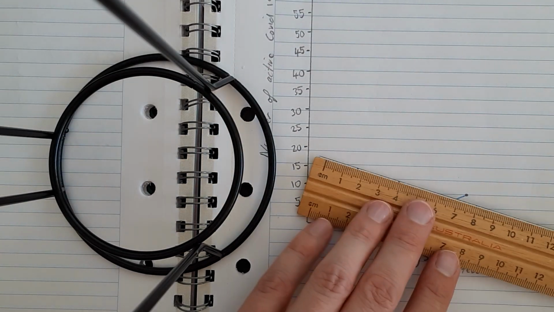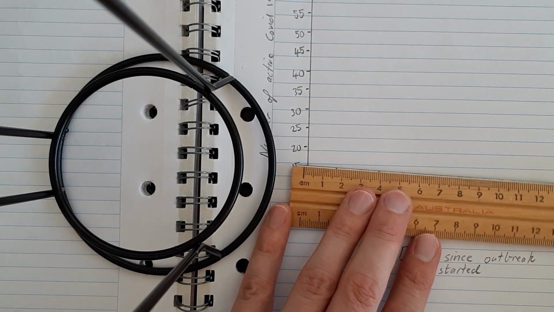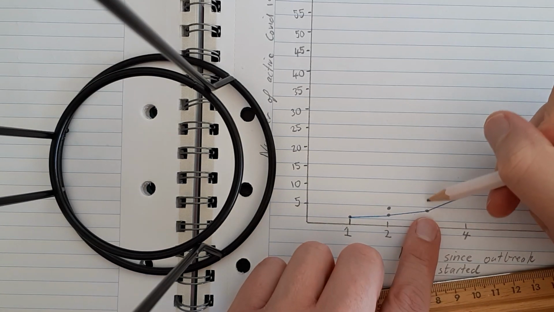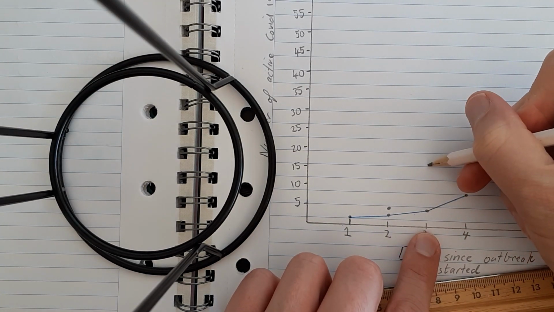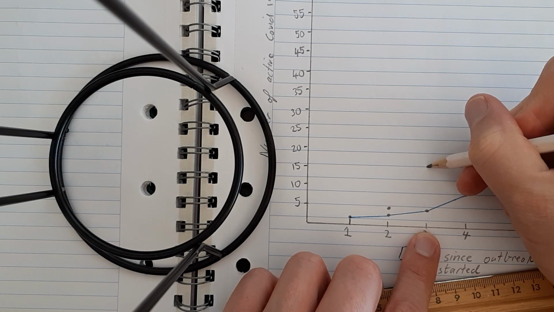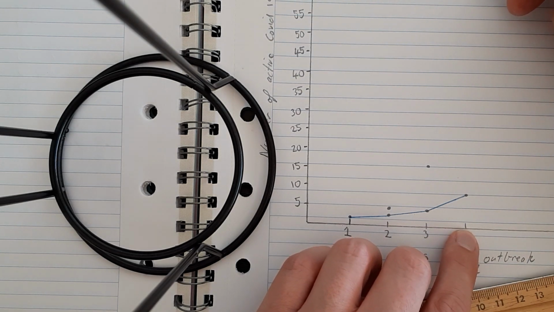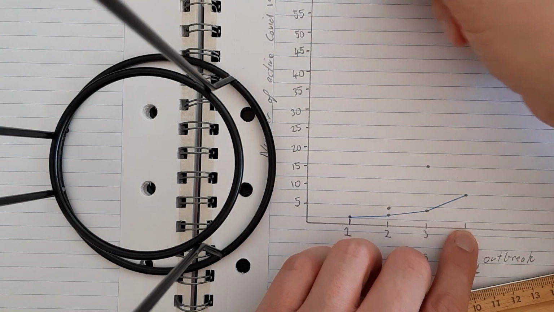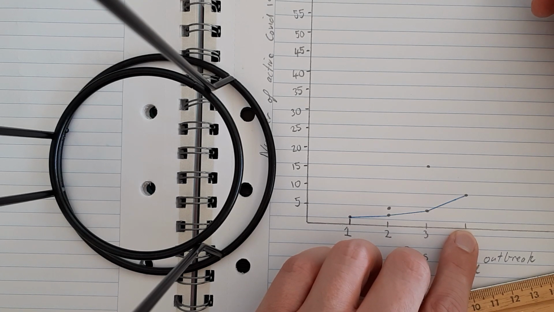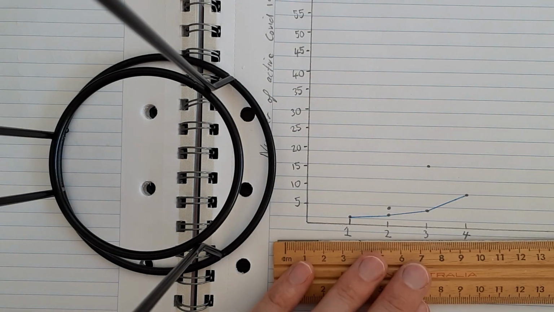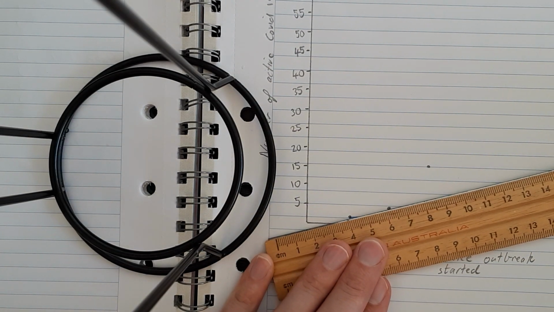We had 1, 4, 16, and then 64, didn't we? So 16 will be just above 15 on this blue line here. And on day 4, we had 64 cases. 65 is on the blue line, so 64 would be just a smidge lower than that. There you go, so we've plotted our points. Country B was represented in green.